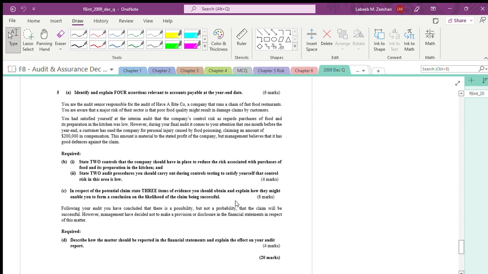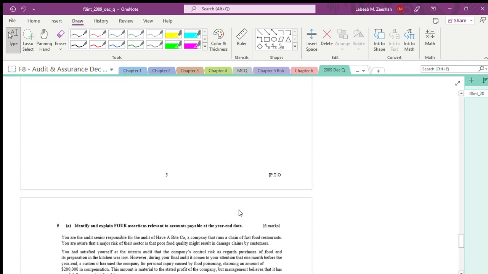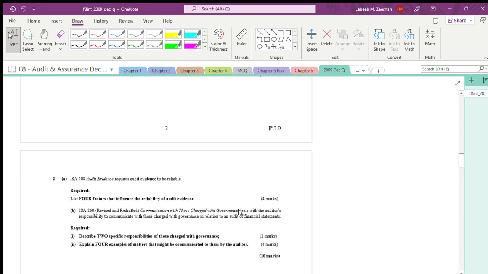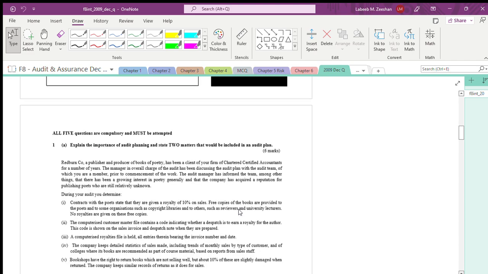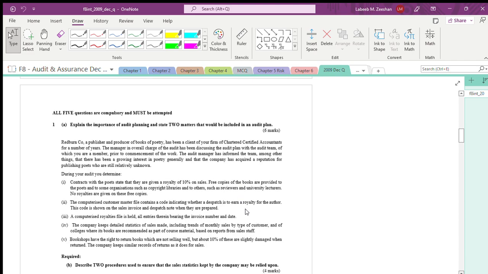Except question 5, okay? Question 5 also we can do. Here, identify items of evidence for the financial statements, year-end audit. Fine, okay? Now we will do this. What is the importance of audit planning? Two matters that would be included in an audit plan.